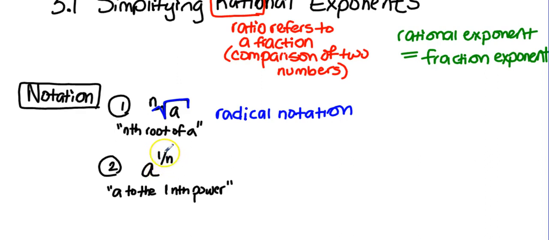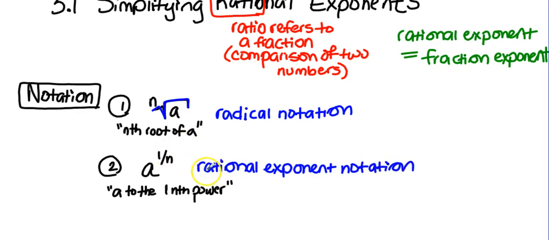Think about it this way. If this was 1/3, a to the 1/3 power. If this was an 8, a to the 1/8 power. That is our rational exponent notation. Because, remember, rational exponent means fraction exponent. I have a fraction exponent, which is why this is called rational exponent notation.